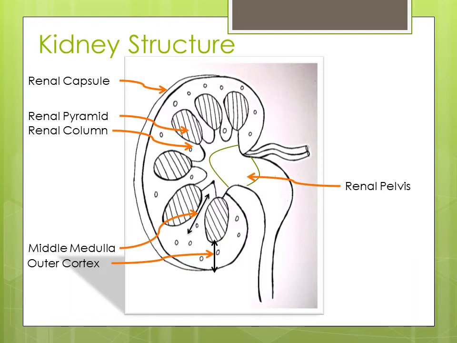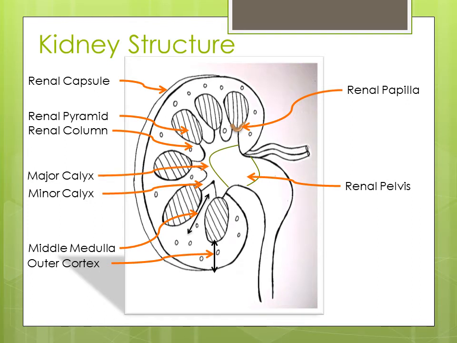Running through the renal pyramids, then through the renal papilla, small tubules are present which carry urine. The renal papilla is where the renal pyramids meet the minor calyx. Urine flows from the minor calyxes to the major calyxes, which then empty into the renal pelvis. From here, urine flows to the bladder via the ureter.